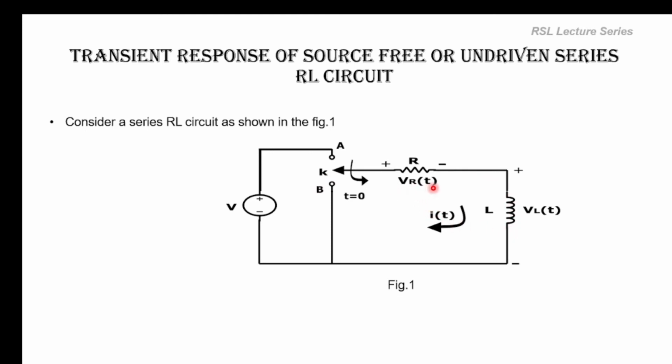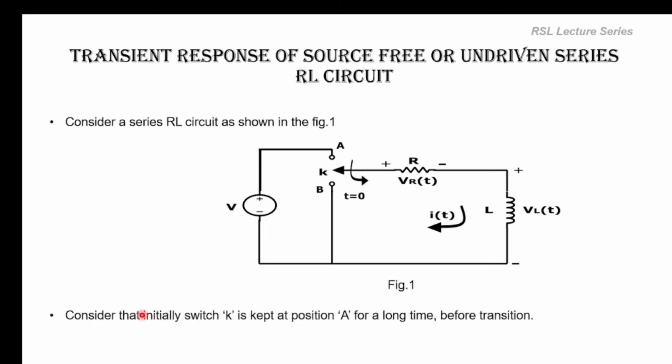VR of t is the voltage drop across the resistor, VL of t is the voltage drop across the inductor, and i of t is the current flowing through the circuit. If the switch is kept in position A, then the voltage source will be connected across this series RL circuit, and if the switch is moved to position B, the source will be removed. Such a circuit is called an undriven series RL circuit, or source-free circuit, whenever the source is removed. Whenever the source is removed, the current flowing through the circuit will start decaying. So this is also called a decay transient.